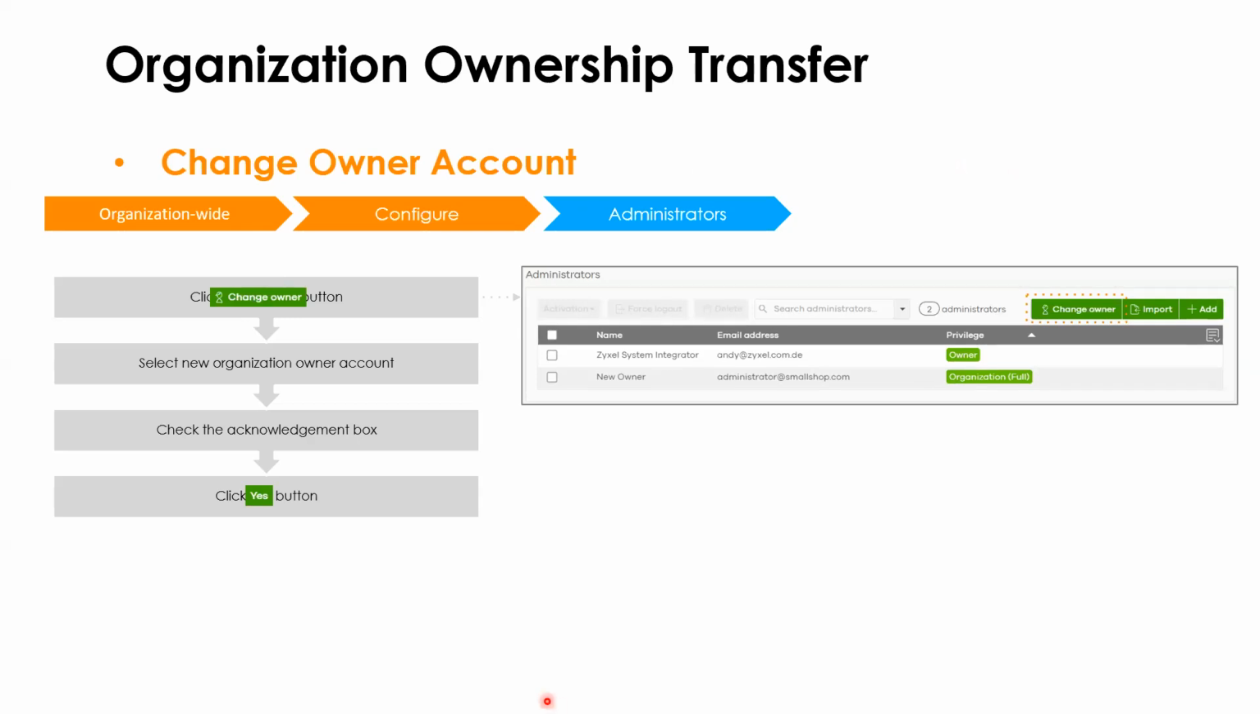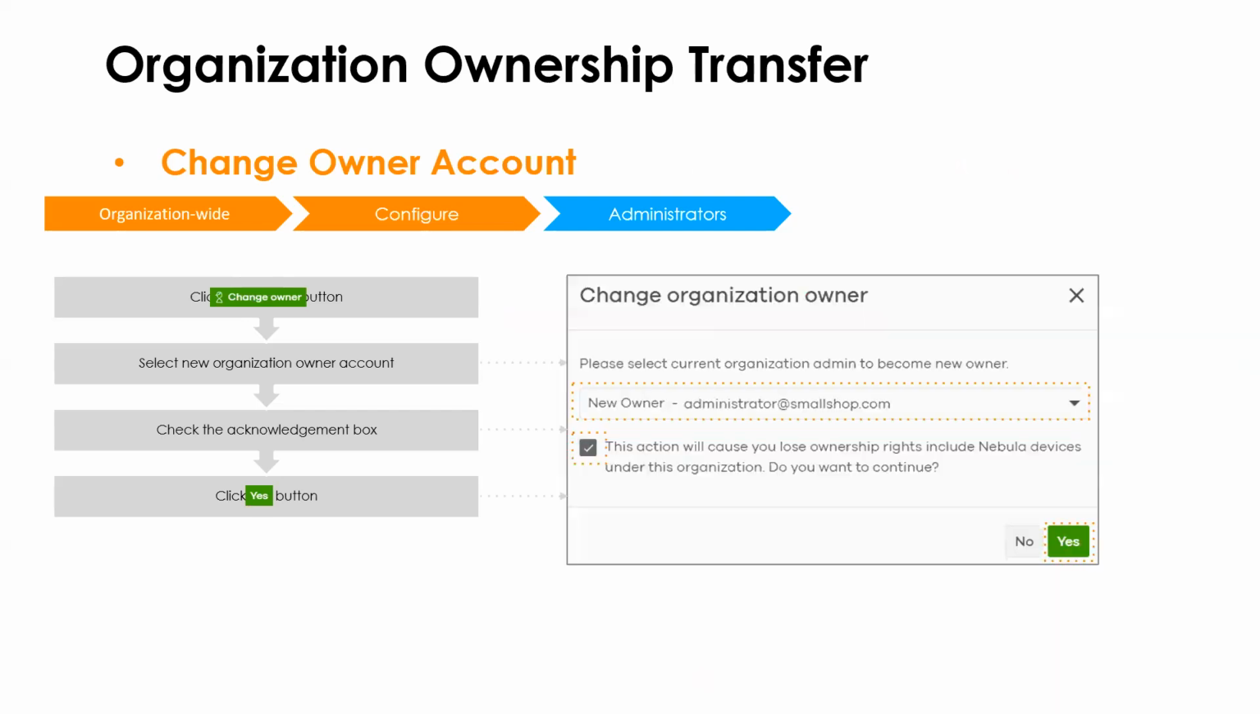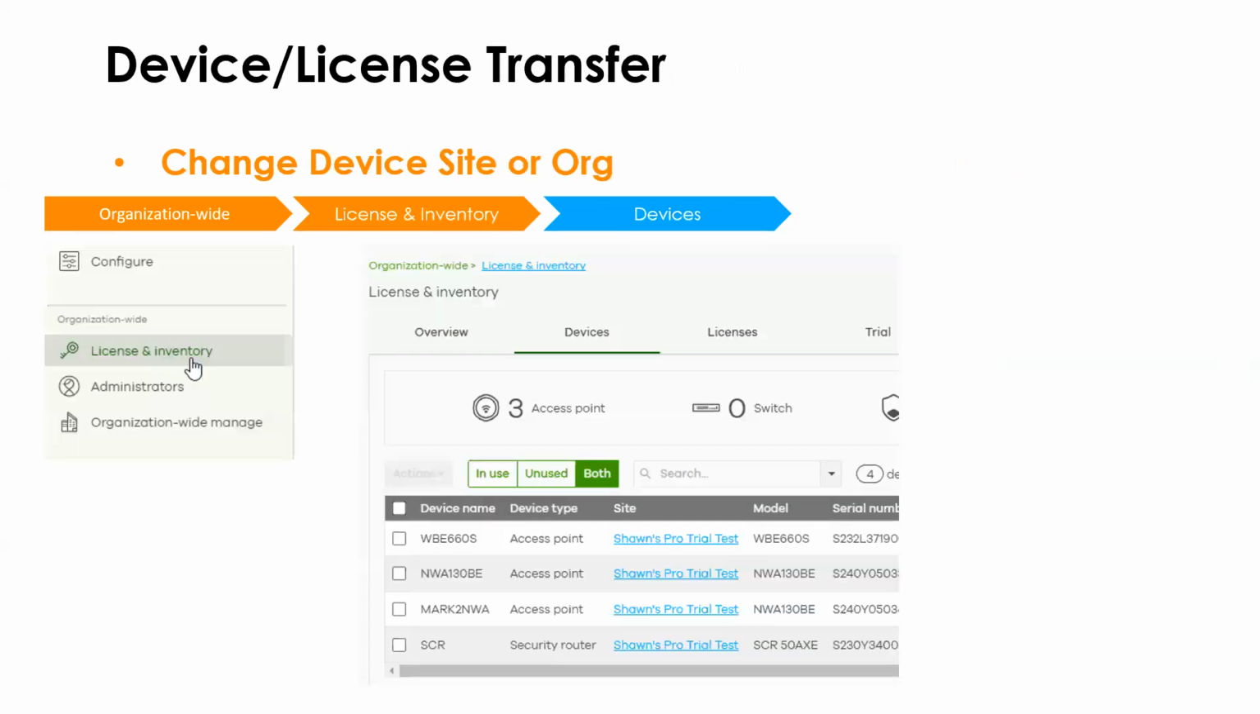So you simply go in, click the actions button, choose transfer ownership, select the new owner account, and confirm that you are sure you want to lose your ownership access and give it to somebody else. And then it will go ahead and save that and do the transfer for you. It's a very similar process for transferring devices between sites and organizations and transferring licenses between orgs or sites.